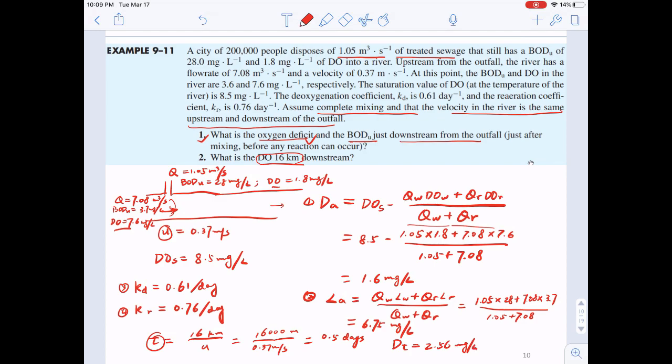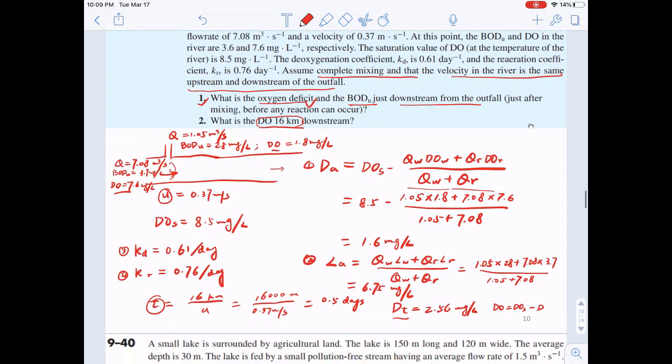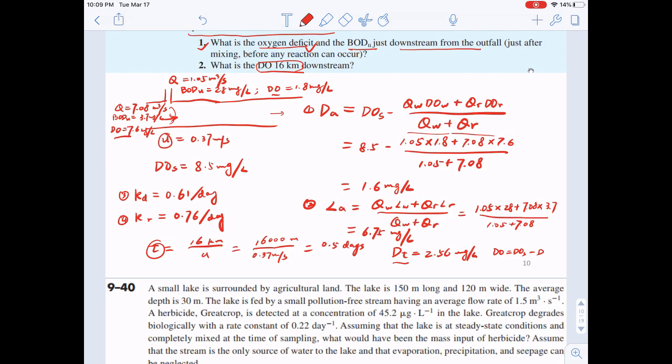Once we know the oxygen deficit, the dissolved oxygen is just the saturated dissolved oxygen minus the oxygen deficit. This is how we define the oxygen deficit. So that's 8.5 minus 2.56, which is 5.9 milligram per liter. So this is the final answer.